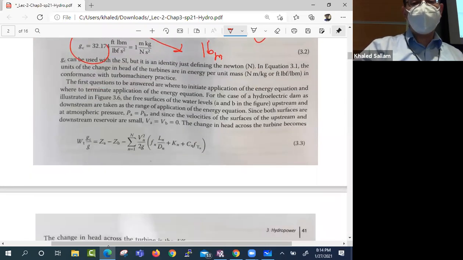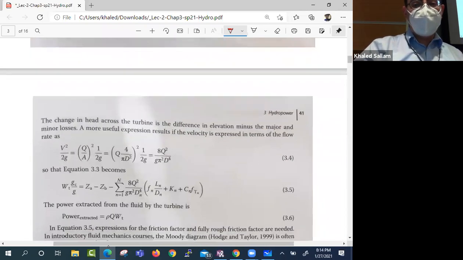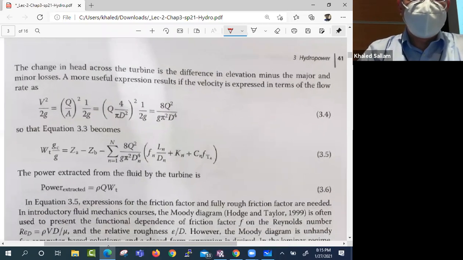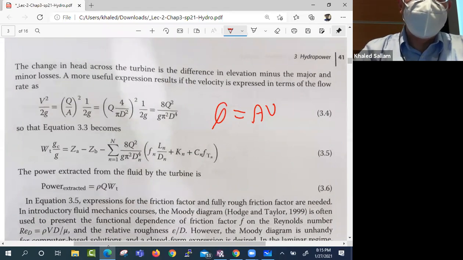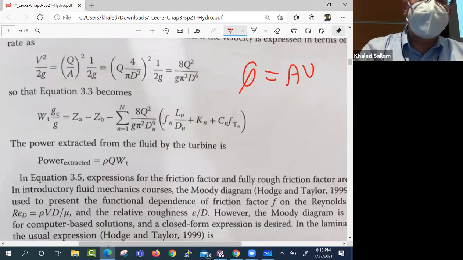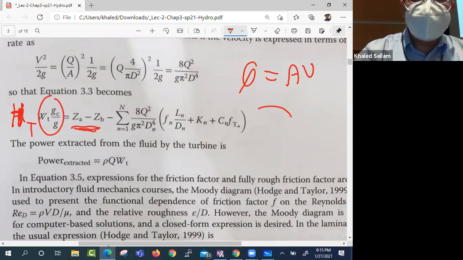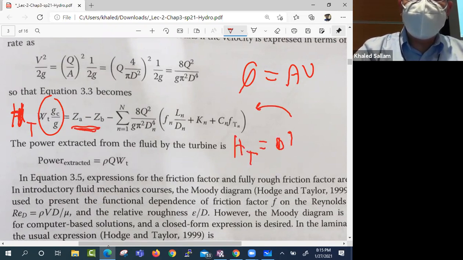Okay, very good. So this is nothing but just saying that Q is A times V, right? And of course, A is the cross-section area. So he's again just trying to tell us, if you want the head of the turbine, that's what this thing is, the head of the turbine. It's delta Z that's available minus H loss. This is simply H turbine is delta Z available minus H loss.